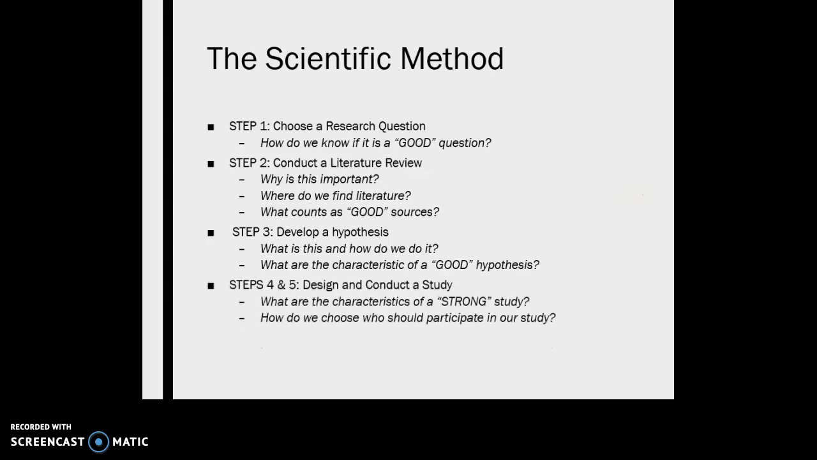I've combined steps 4 and 5, which are design and conduct a study. In this class, we're going to talk about what the characteristics of a strong study are. So we want to make sure that when we design our studies we have the greatest confidence that what we have found is true, but also allow for the possibility that we are wrong. So our studies need to include the possibility of falsifiability.